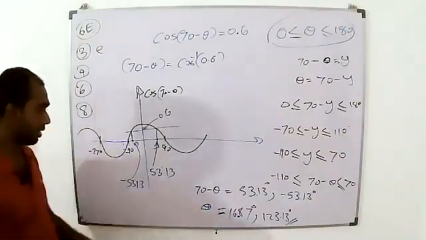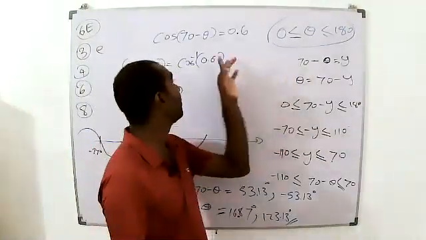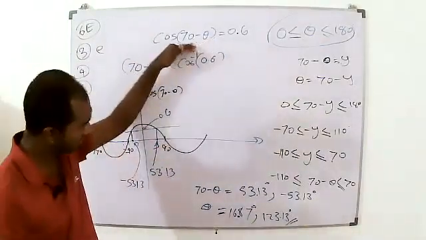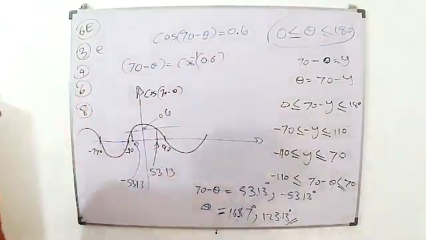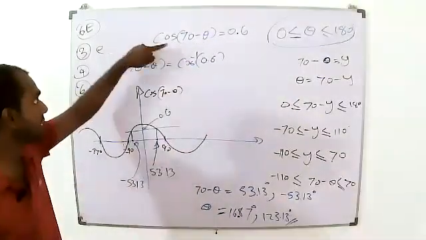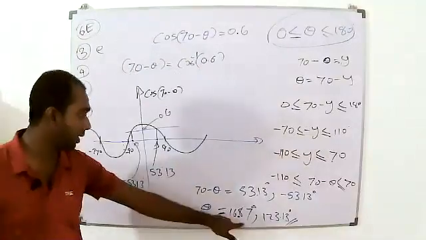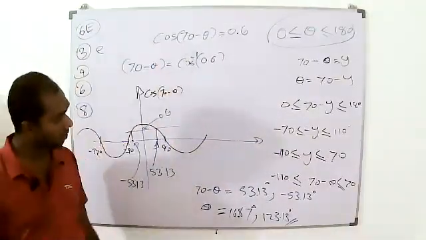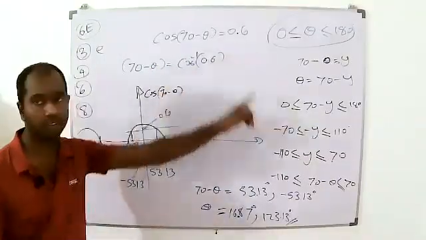If you substitute these values for theta, you will have this value. See, check. If you are not sure, you can just apply 70 minus 16.87, get the cos value. So it will be equal to 0.6 exactly.